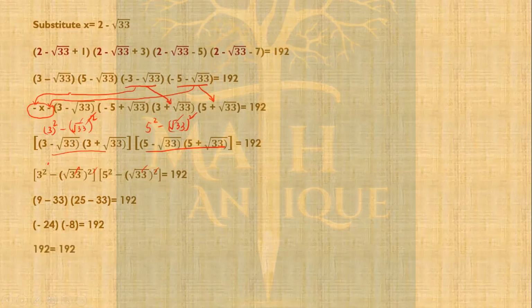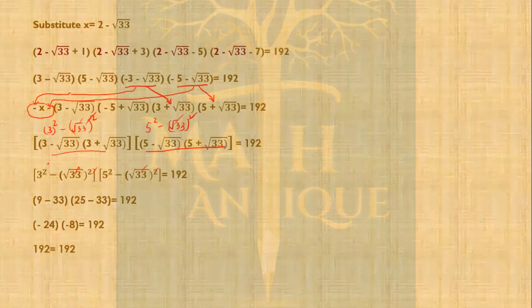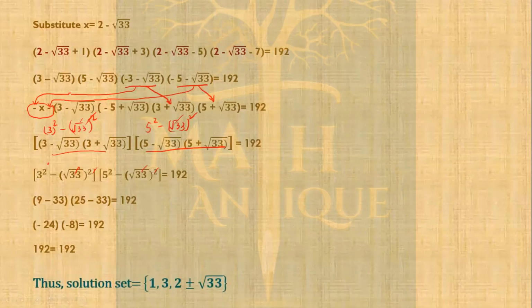This is also true for the given equation. It satisfied the equation. So all four values of x satisfied the equation. On checking, we observe that, so we can say the solution set is 1, 3, 2 plus under root 3 and 2 minus under root 3. This is our solution.